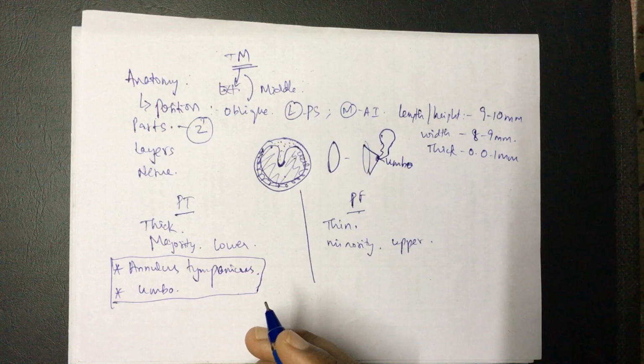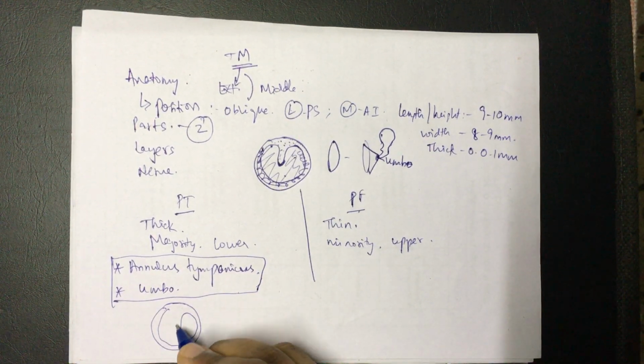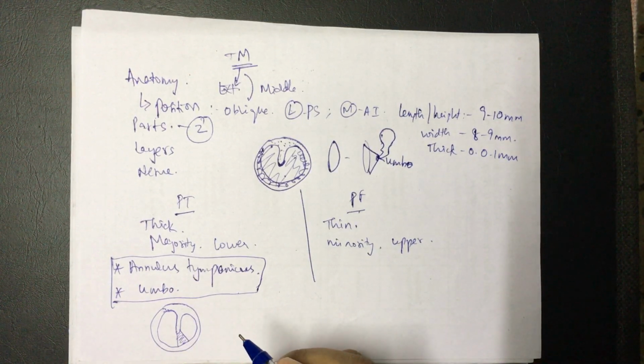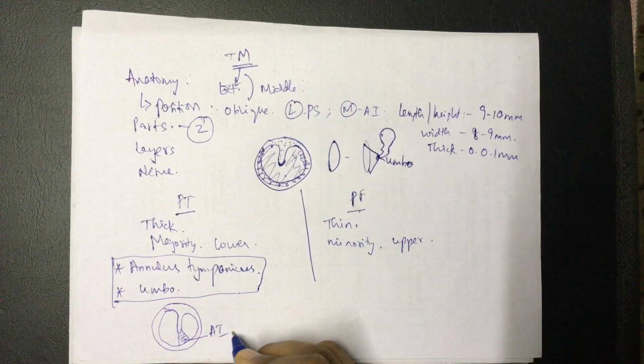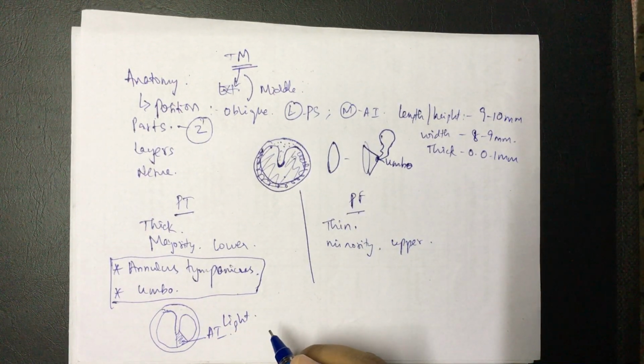Yet another thing is that when we shine a torch on the tympanic membrane, the anterior-inferior quadrant is going to get illuminated. So this is the anterior-inferior quadrant. When we shine light from the external auditory canal, it is going to be illuminated.